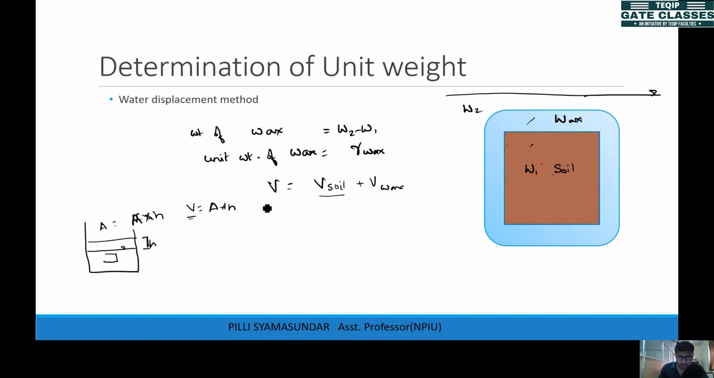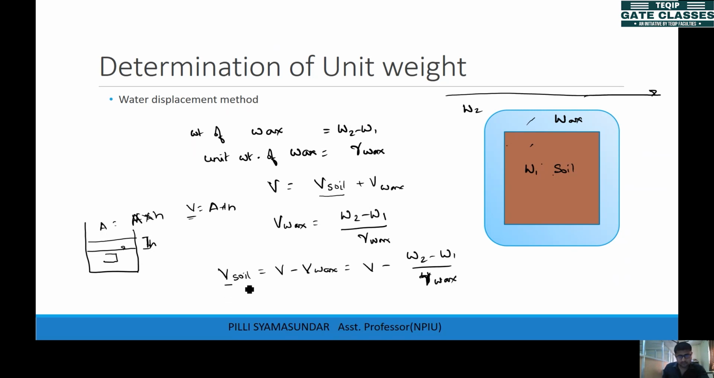Okay. So this is the total volume V, which is volume of soil plus volume of wax. But we can calculate the volume of wax, which is weight of wax by unit weight of wax. Weight of wax is W2 minus W1. This will give you the volume of wax. Now I want the volume of soil. So I can get it by V minus volume of wax. So this is V minus (W2 minus W1) by gamma wax.